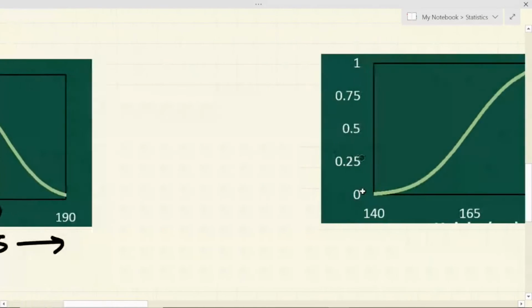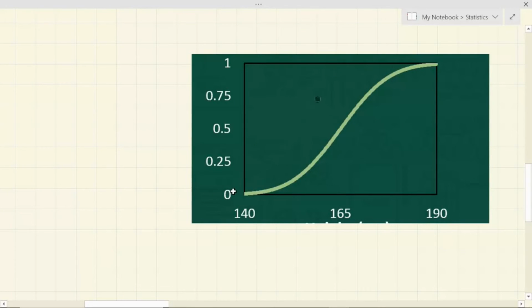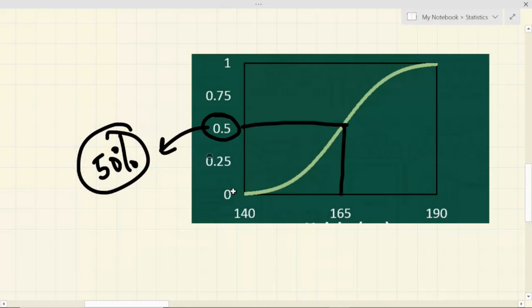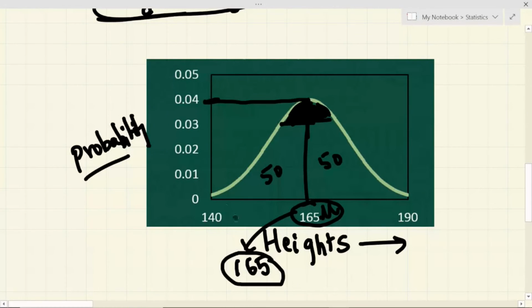So when we consider the cumulative distribution function of a continuous random variable, here we have the same height. When we see here, we notice 0.5. What we mean by 0.5 is, when we are traveling through the curve and reach 165, 50% of the population is covered. So just take a look at this. Here 50% means, this is 165, right? So this is halfway through it.